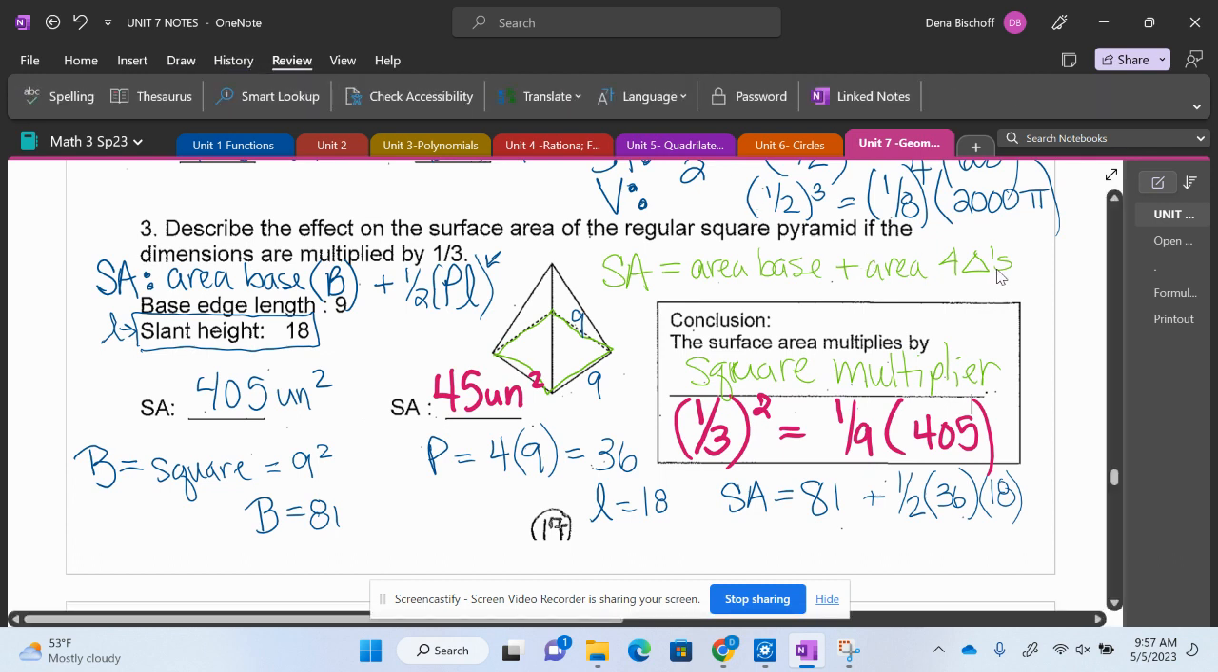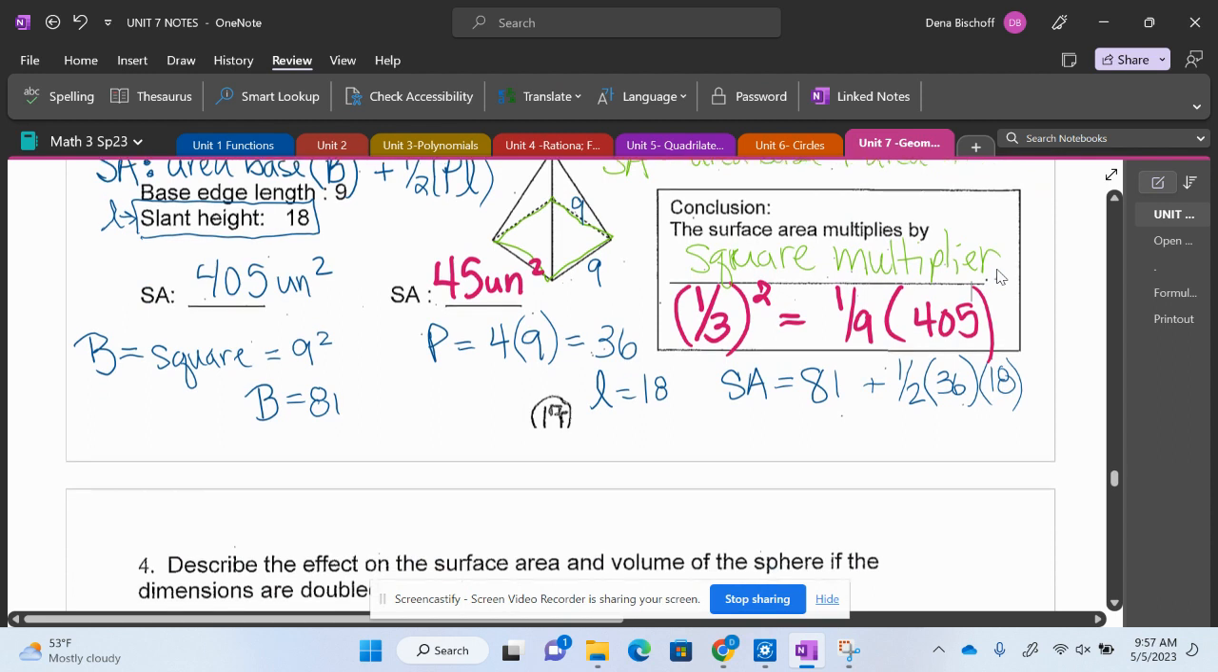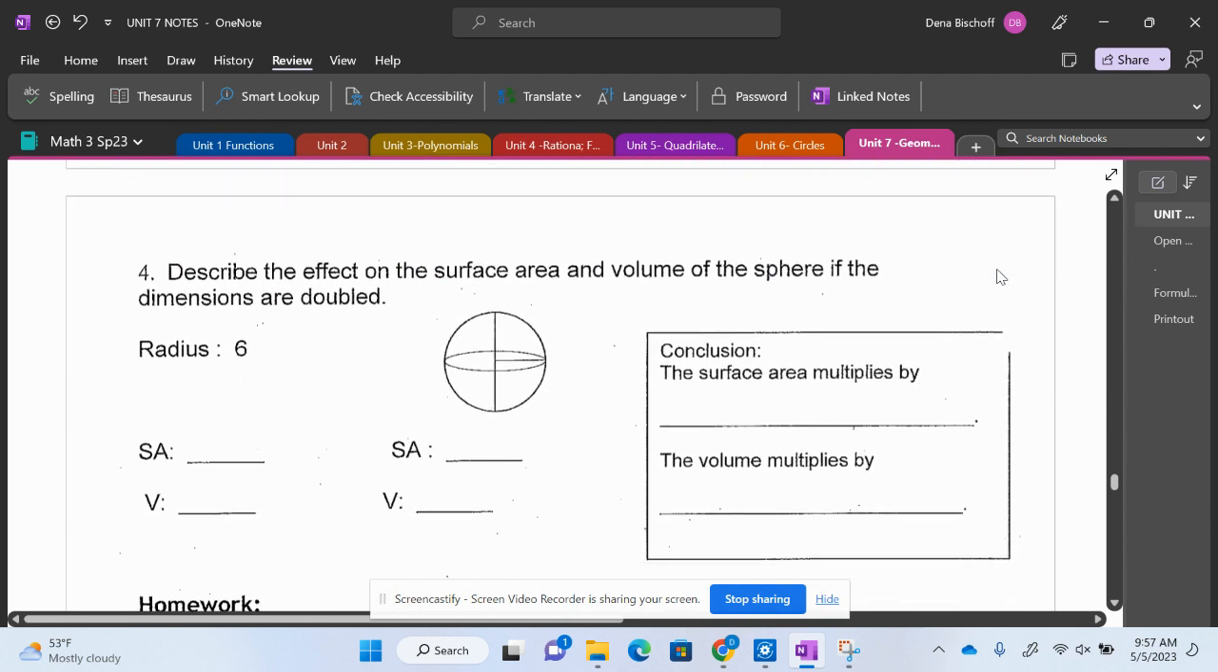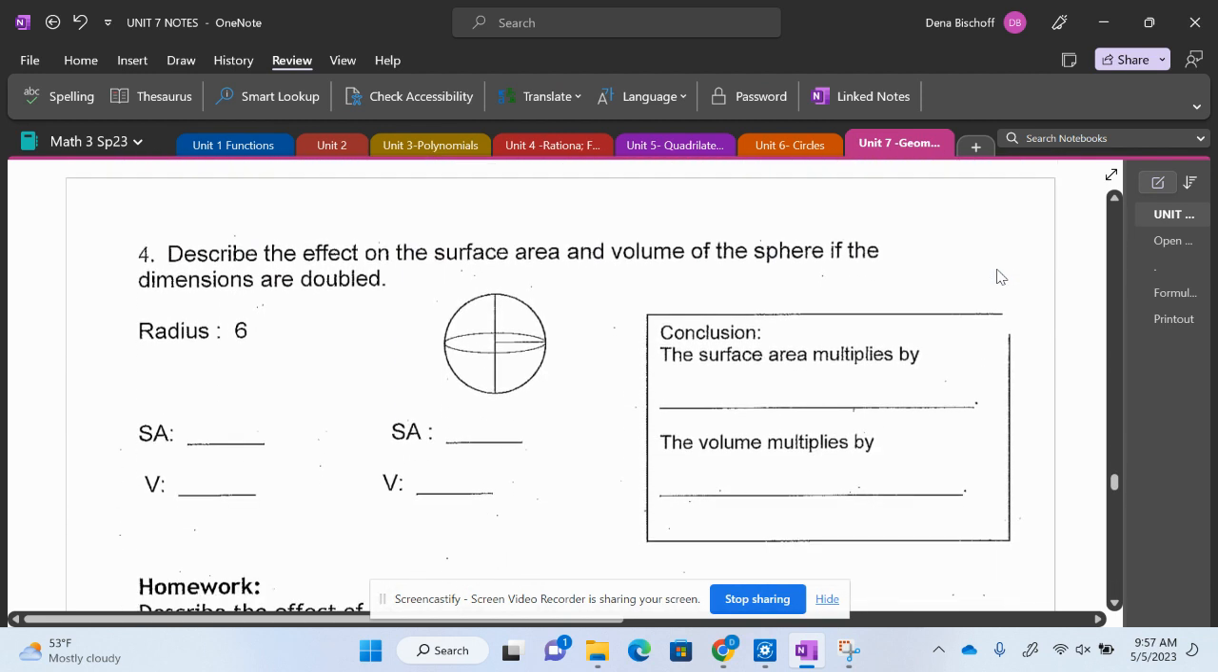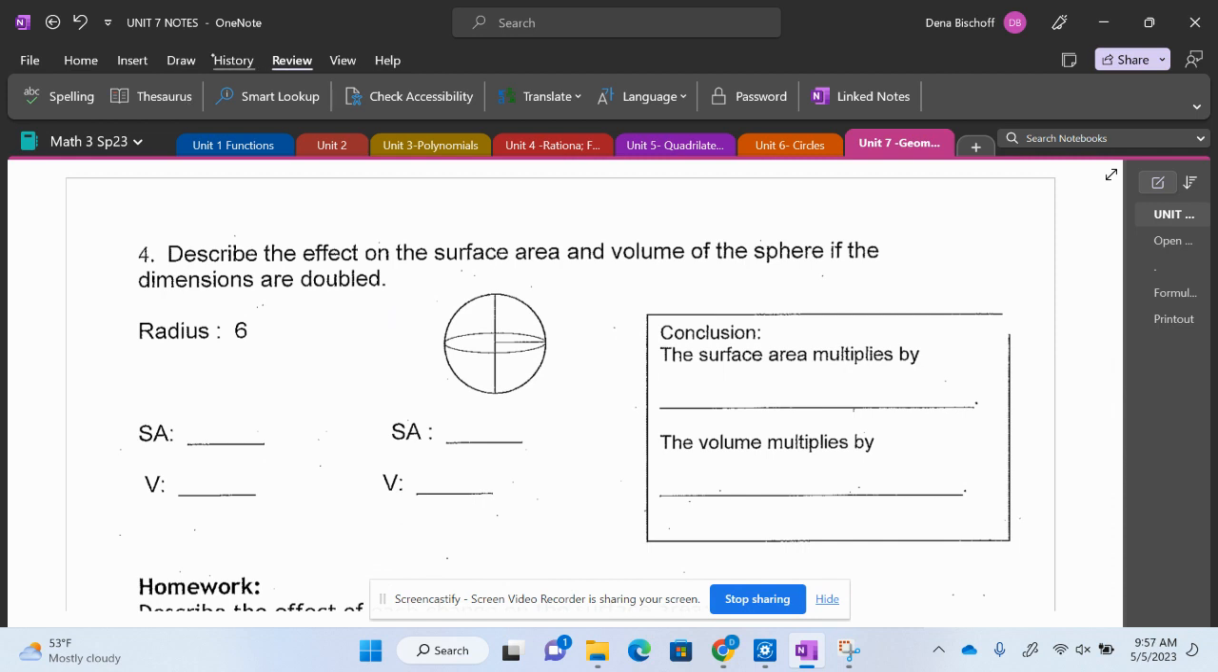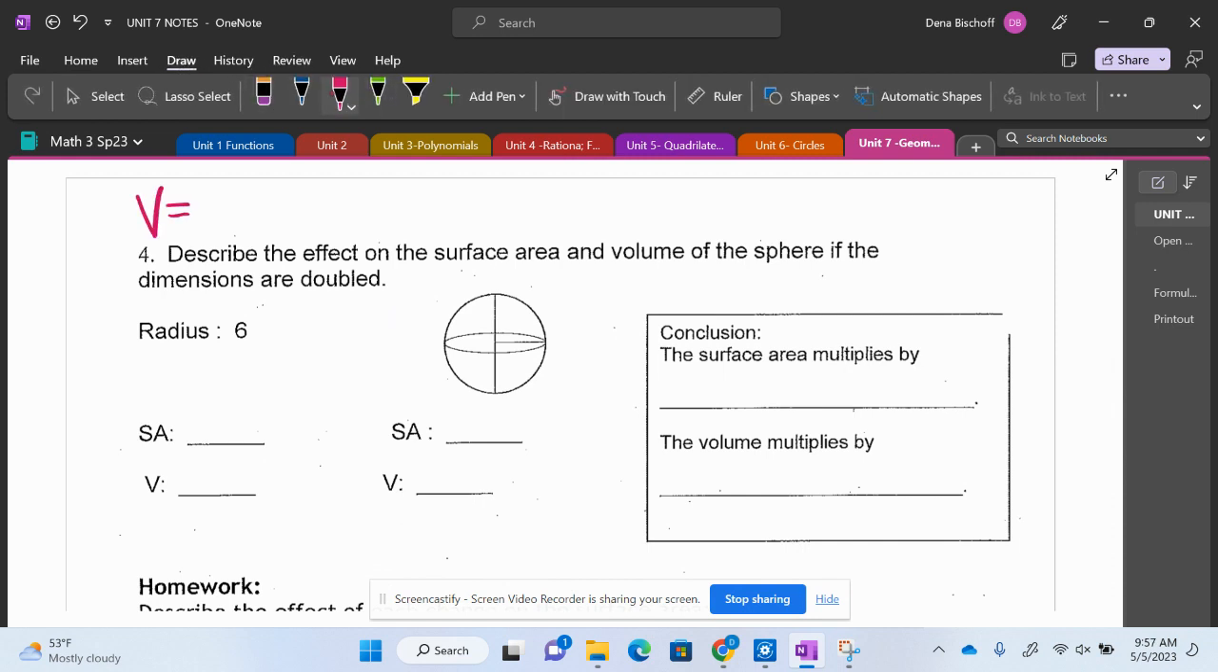So number 4 says to describe the effects on the surface area and the volume of a sphere. So let's write the formulas out. The volume of a sphere, anybody know it? Have it memorized? No? 4/3 pi r cubed. The surface area, which I think is really cool, is 4 pi r squared.